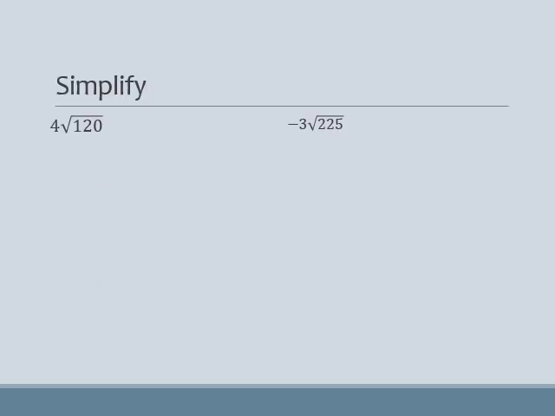Now these two examples are a little bit different because I have the 4 in front. All that is multiplication. That's 4 times the square root of 120, just like the coefficient is from the variable. And we multiply there too. So let's break down 120. I'm going to break it down by 12 and 10. You could break it down differently, but you would still get the same results.